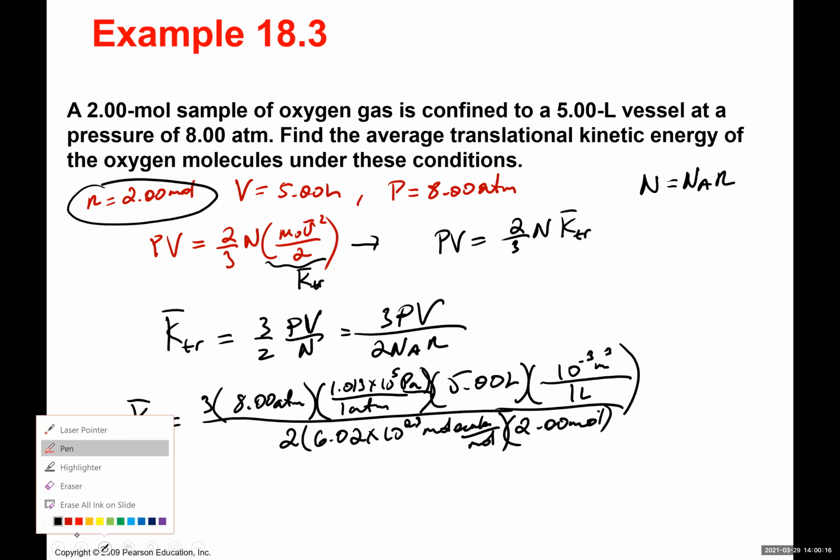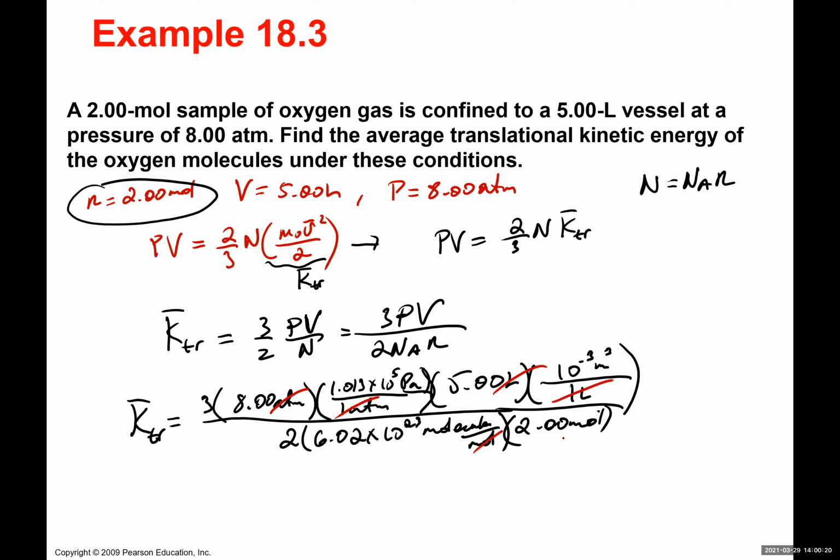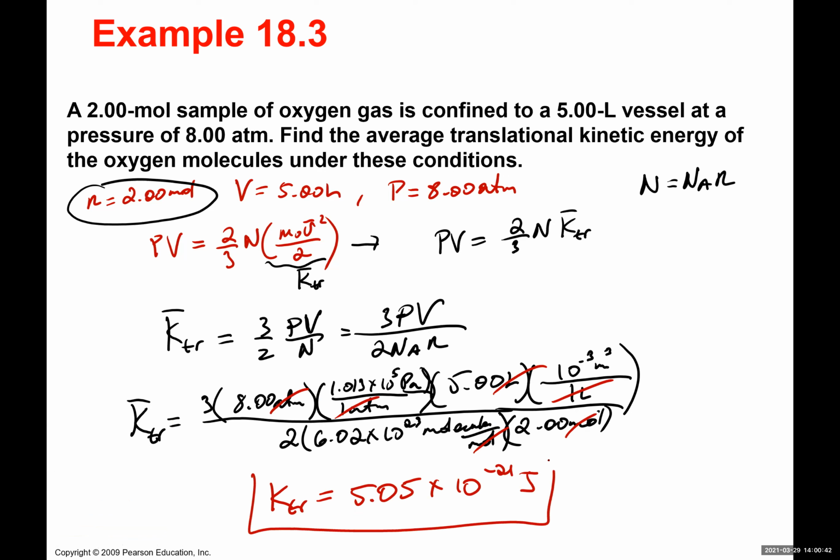All right, doing this, the atm cancels out, the liters cancel out, and the number of moles cancels out. If I do this calculation for the translational kinetic energy, we get 5.05 times 10 to the negative 21 joules. There you go. That's the translational kinetic energy for those oxygen molecules.